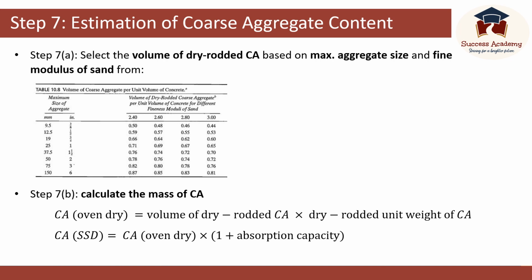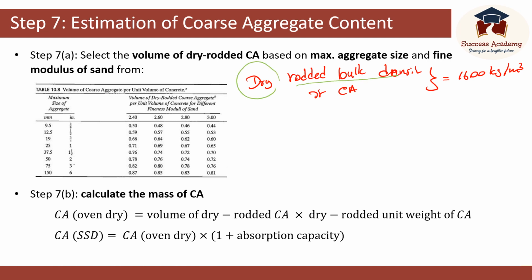Step 7 is estimation of coarse aggregate content. For doing this, we need to know the dry rodded bulk density of coarse aggregates. Let's take the dry rodded bulk density of coarse aggregates as 1600 kilograms per meter cube as an example. So this is the dry condition and rodded bulk density.